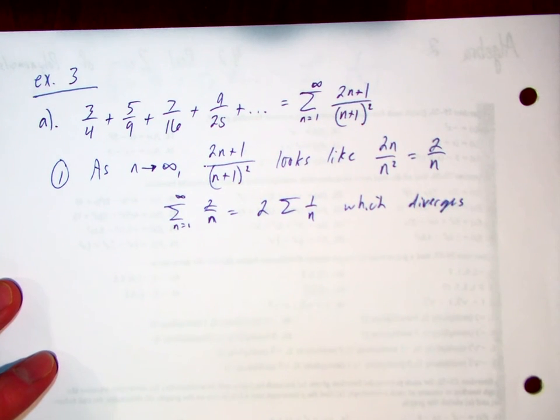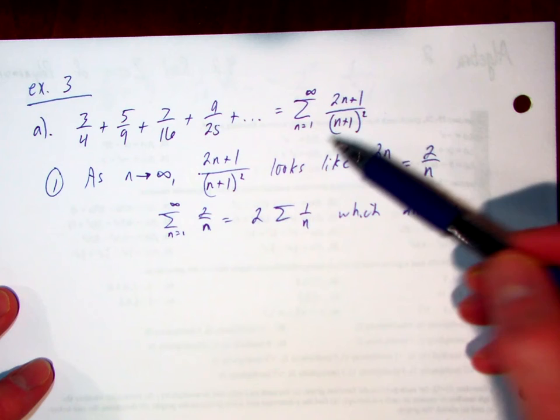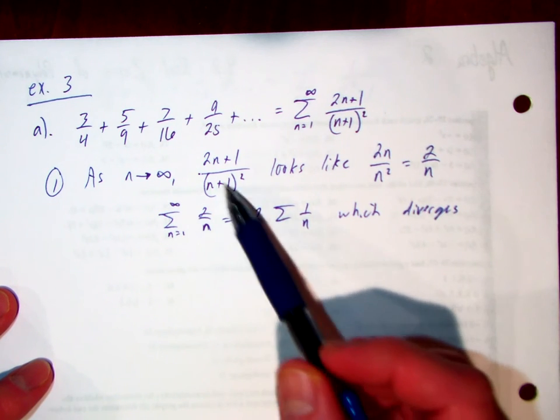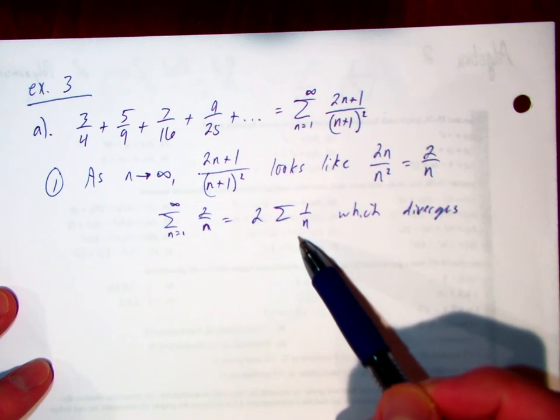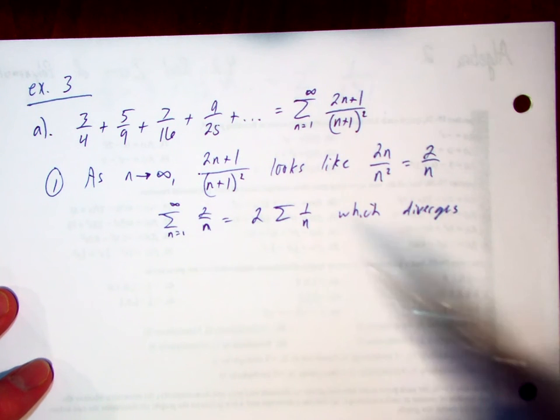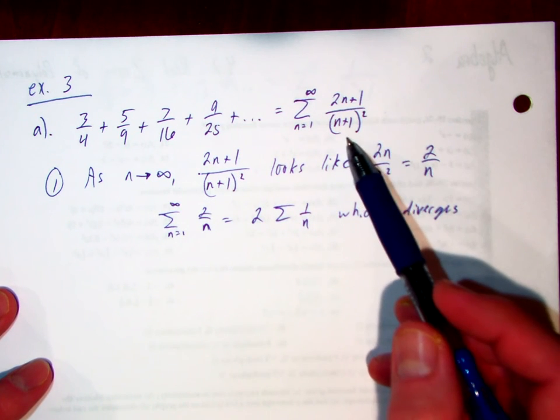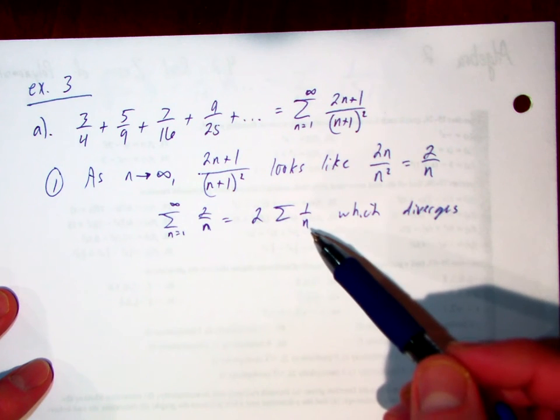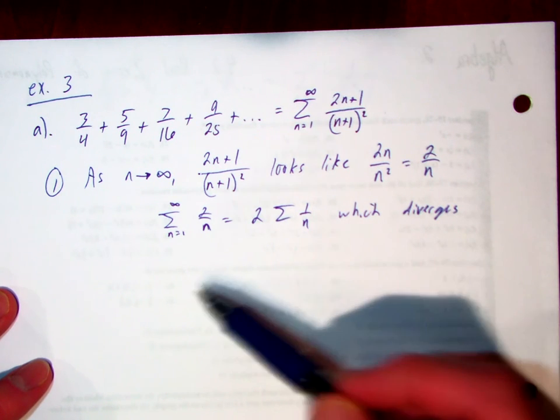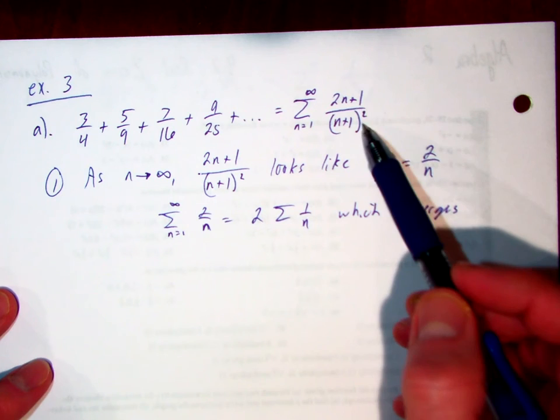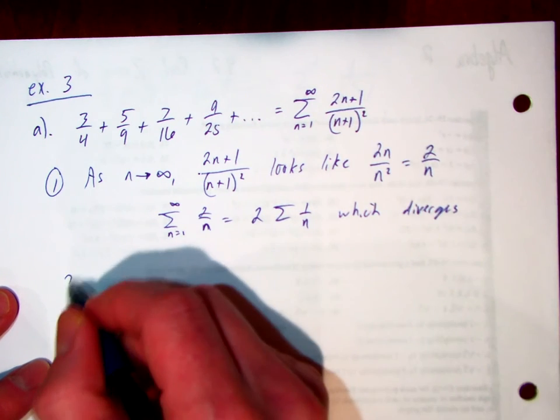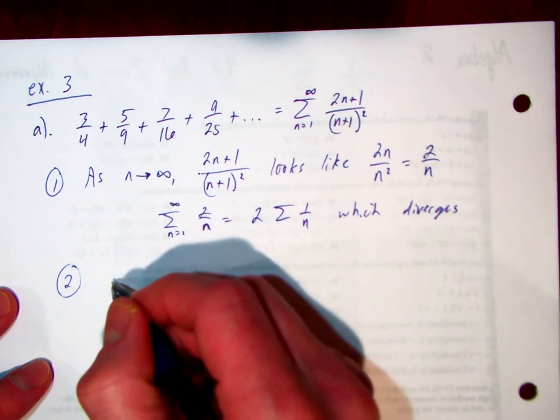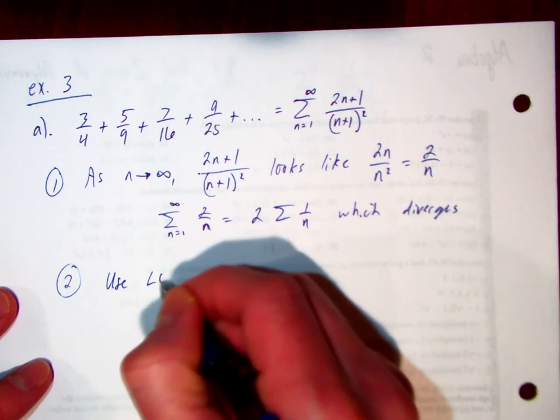So I'm going to take this series I don't know and compare it to this series, 2 over n, or 1 over n. It really doesn't matter which one you compare it to. Again, we're going to compare the series we don't know to 1 over n, the series we do know. Since this diverges, as long as the limit is any non-zero number, this will always diverge. So step 1, we found a series to compare it to. Step 2, now we're going to use the limit comparison test.